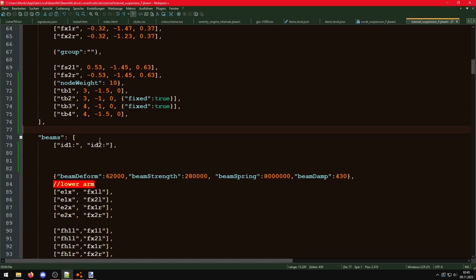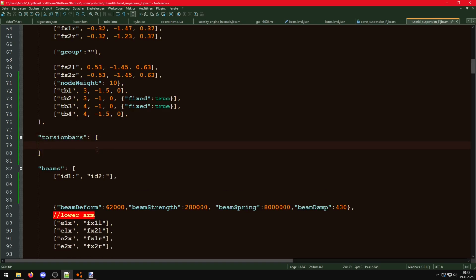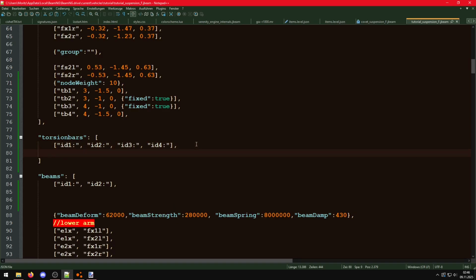So in the Jbeam we have a separate section for torsion bars. The header is pretty simple, just like Beam's, but with 2 more node IDs. So that's ID 3 and ID 4. The typical arguments are spring, damp, deform, and strength. So just like Beam's, but without the beam prefix.